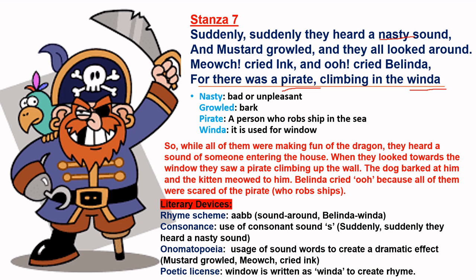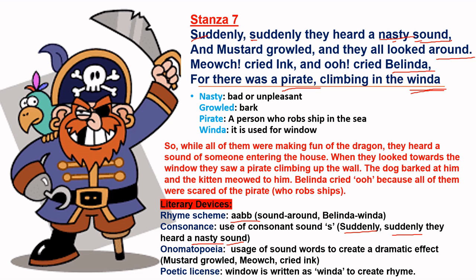You see here. And the literary devices used in this stanza are rhyme scheme. Again, it is the same. AA, BB: sound, around, Belinda, window. Then you have consonance, use of consonant sounds. You have seen the assonance, now you are seeing consonance, which is the use of consonant sounds. So the S sound is very prominent here. You see here, suddenly they heard a nasty sound. Suddenly, S is here, S you find here also, again you find S here.